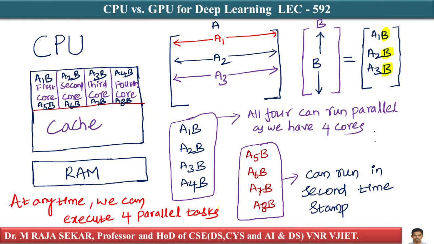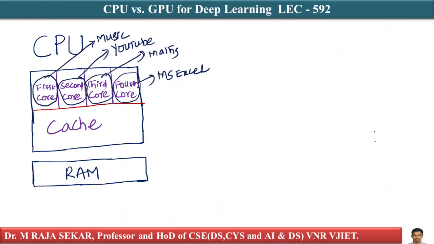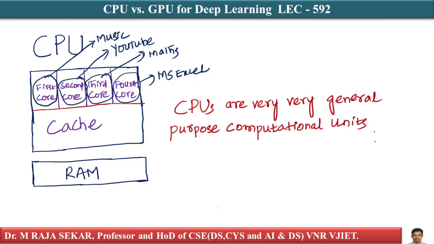So, 4 parallel tasks. CPUs are designed for general purpose programming. In the first core I may play music, on the second core I may view YouTube, on the third core I may do some sort of maths, on the fourth core I may execute some MS Excel related things. CPUs are very general purpose computational units, and CPUs are very fast. Typically you see things like 2 gigahertz, which says how fast this CPU can compute. Typically we have 2 to 4 gigahertz processors today.